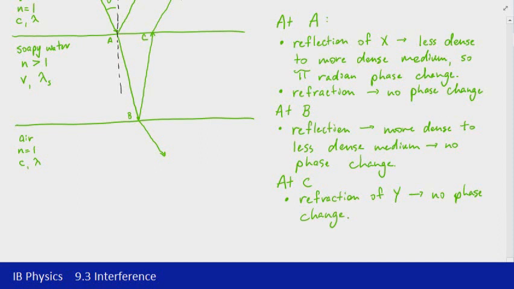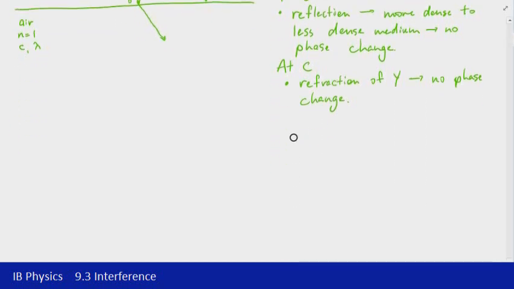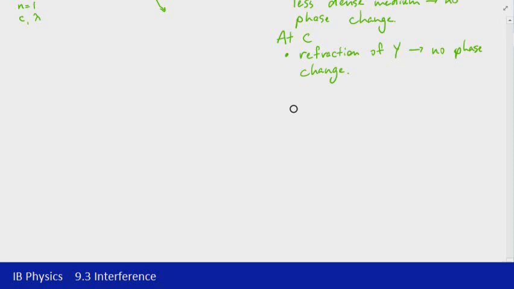So they're the basics of what's happening at each of those boundaries. We now need to consider what that actually means in a bit more detail. And before we do, we also need to denote here that we have a thickness of this soap bubble. We're going to call that thickness D. So if we look at that path from A to B and back to C, you can see that that's going to be twice the distance D.